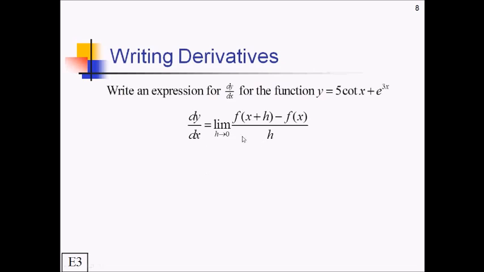So again, we're using Newton's form here. I guess you could use Leibniz, but why bother? Half a dozen of one, 6 of the other. So here's our fraction, and now we're going to do 5 cotan of x plus h plus e to the 3 times x plus h, minus all of that stuff.